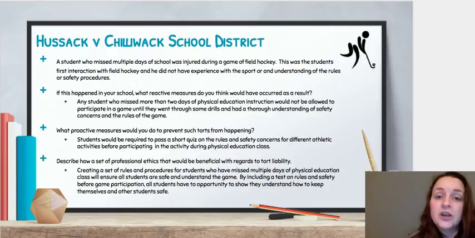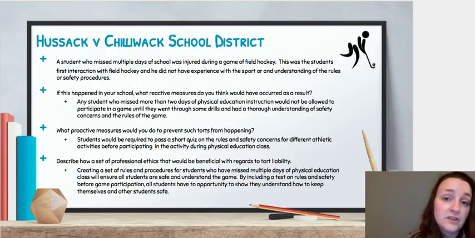Now, a proactive measure to help make sure all students fully understand how to be safe would be to have the students pass a short quiz, 4 to 5 answers about the safety and rules. And the teacher did go over 4 rules at the beginning of class, and although the student who was injured was not following those rules, they still found the teacher liable because the student had not been exposed to field hockey before. So taking time to have a short quiz, making sure all the students fully understand the rules and safety procedures can help make sure to keep the students safe in this scenario.